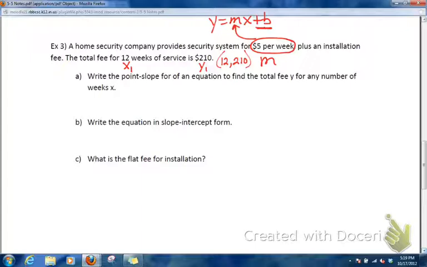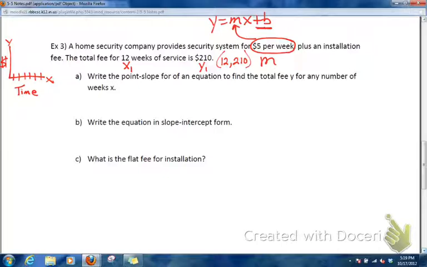Now, how do I know that 12 is the X and 210 is the Y? Again, if you remember graphing story problems like this, time always goes down here on your x-axis because time is always consistent. This would be 1 week, 2 weeks, 3 weeks, 4 weeks, 5 weeks, 6 weeks. So time is your x, and that leaves, in this case, money for your y-axis. So that's how I knew 12 was the x and $210 was the y.